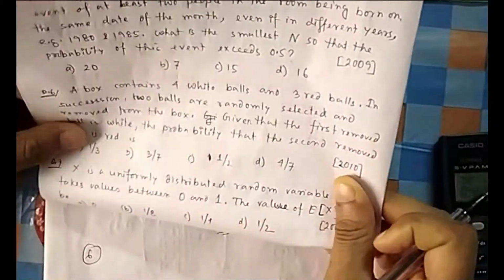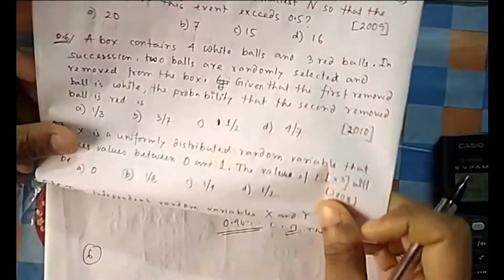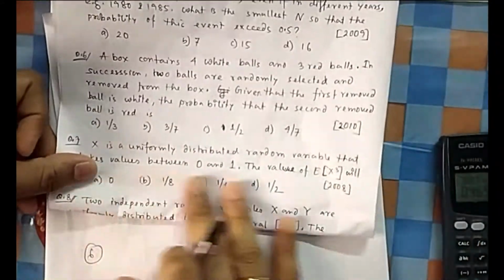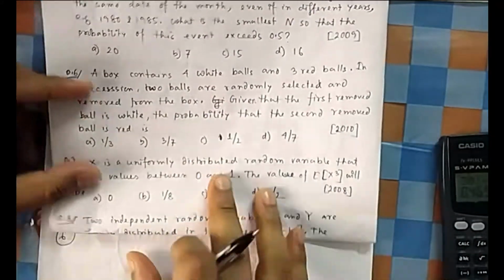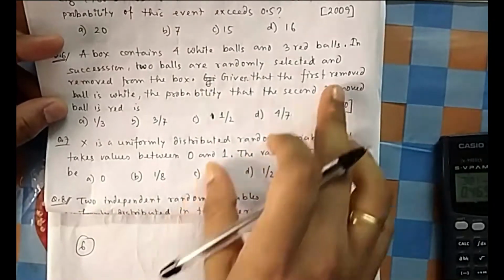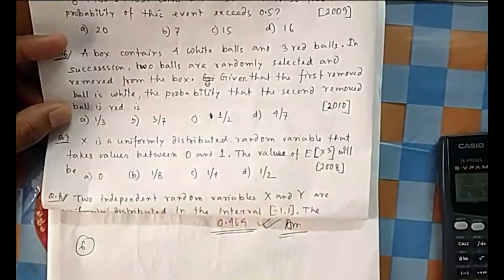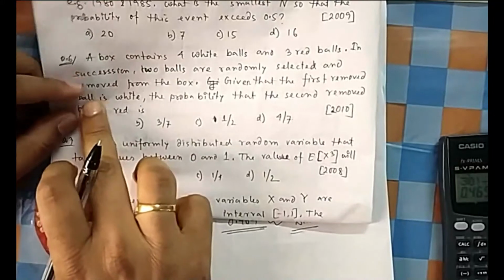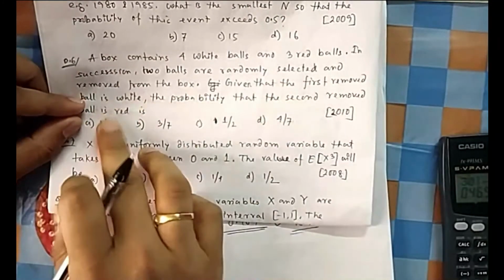A box contains 4 white balls, 3 red balls. In succession, 2 balls are drawn at random and removed from the box. Drawn in succession means they are not taking 2 at a time. 1, then you remove, then you take 1. Given that the first removed ball is white, find the probability of the second. So one thing has already occurred. First one has already occurred. Now you are asked to find the second one.